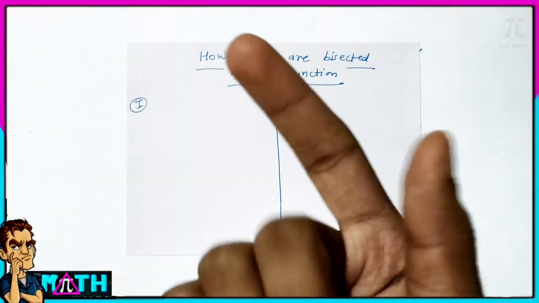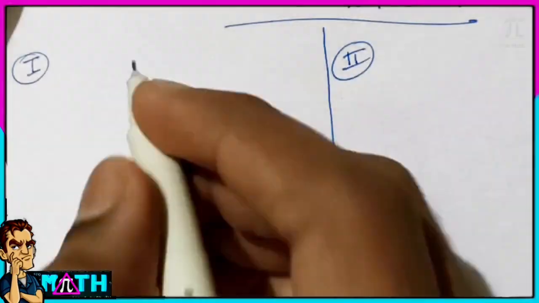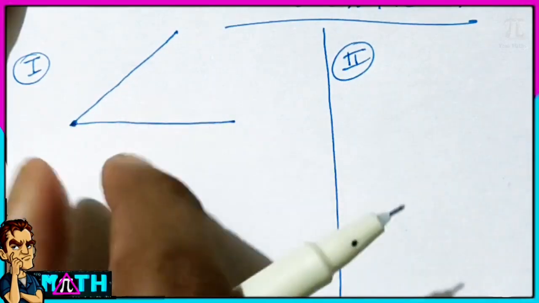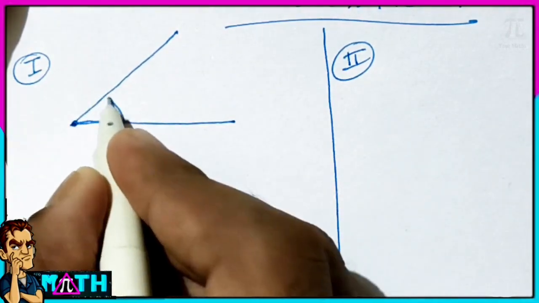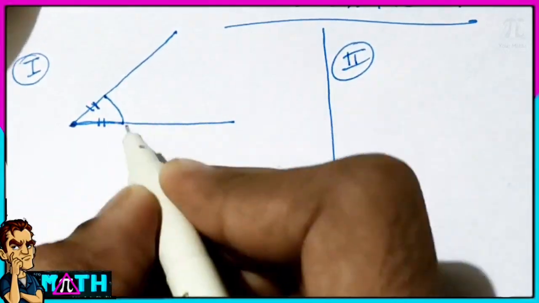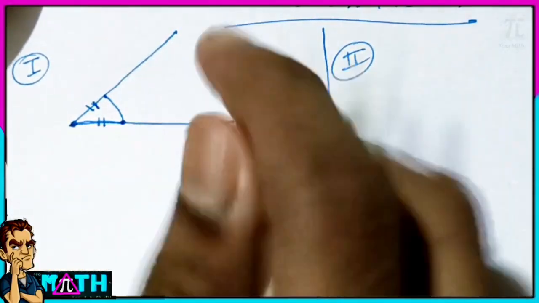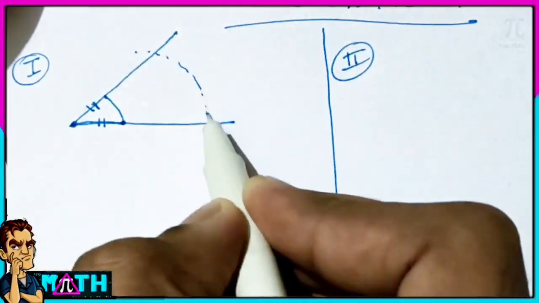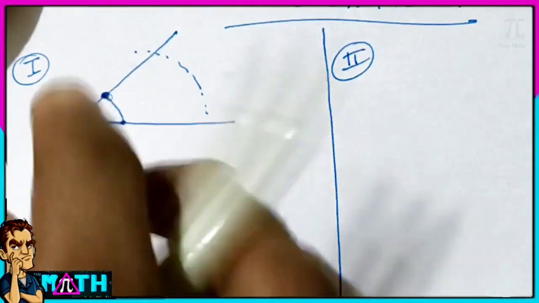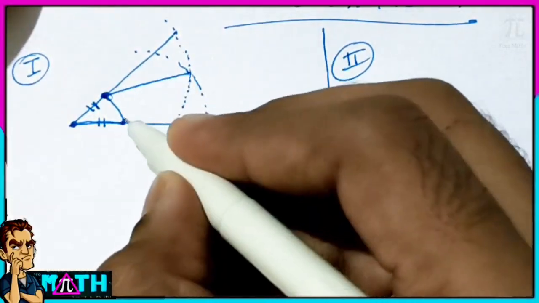Today we are going to prove how angles are bisected in construction. So let's go. The first way to bisect the angle is by making an arc, considering any radius. Then you can change the radius according to yourself, but keeping that changed radius the same, make two arcs like this from these two points, and then join this.